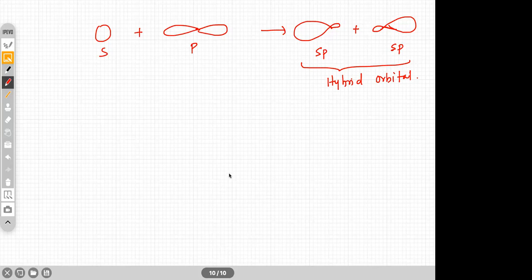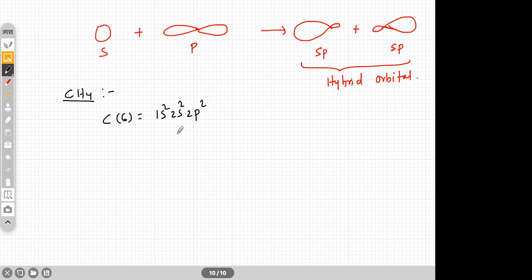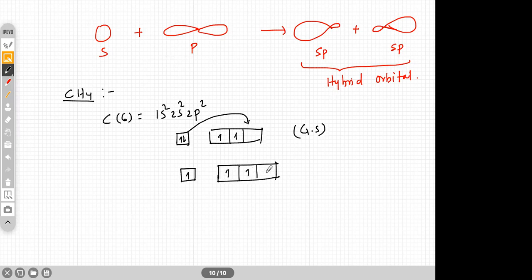Okay. Now, based on this concept, you see how they explain the bonding in the CH4 molecule. Like you know, carbon has 6 electrons: 1s2, 2s2, 2p2. 2s has 2 electrons and 2p has 2 electrons. It is the ground state. So in the excited state, what happens? This electron jumps over here and it converts into 2s1 2p3, right? It is the excited state.